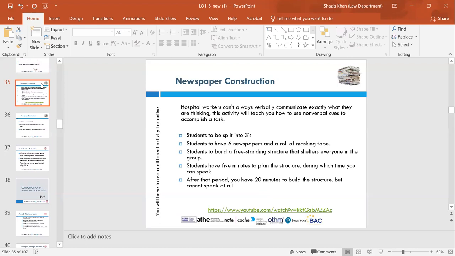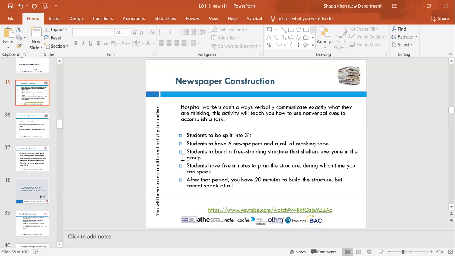Newspaper construction. So hospital worker, this is an article. Hospital workers can't always verbally communicate exactly what they are thinking. This activity will teach you how to use nonverbal cues to accomplish a task. So this is something you can do in your own time, okay?